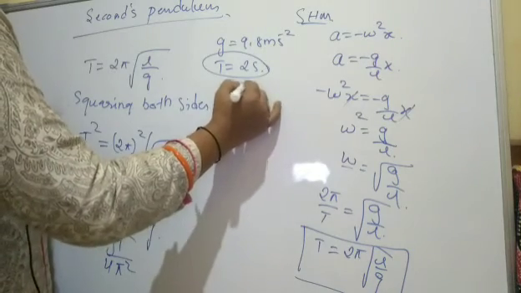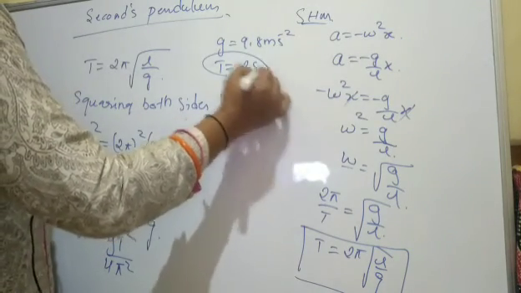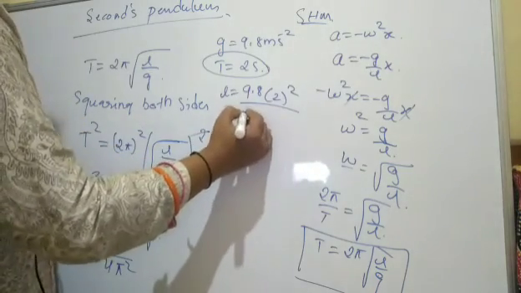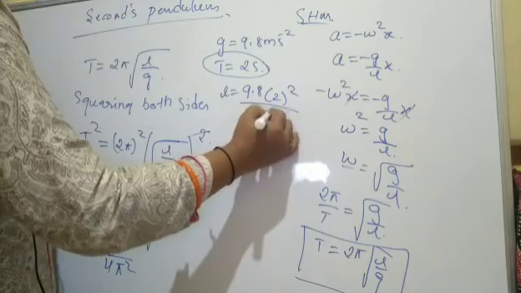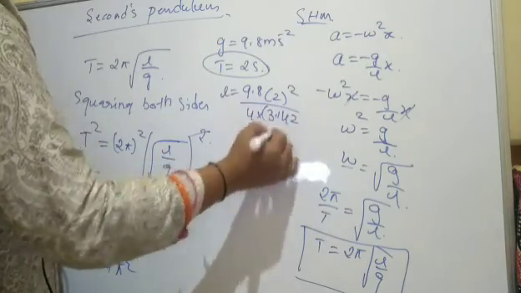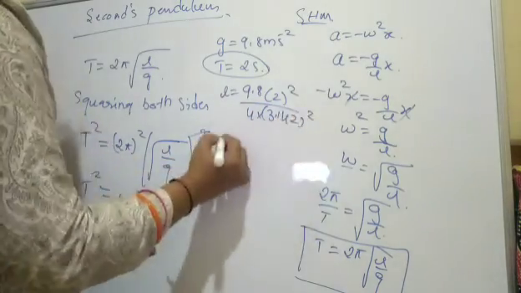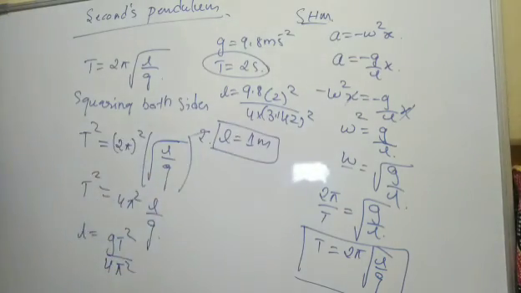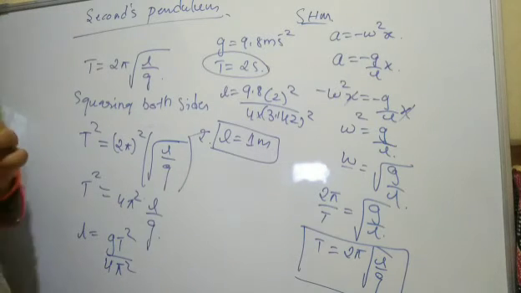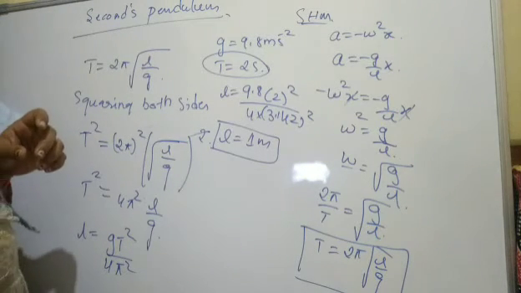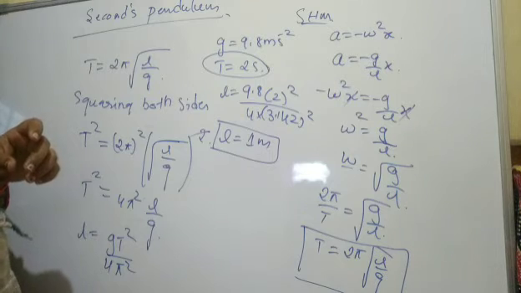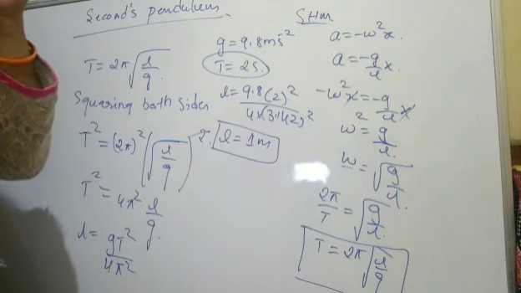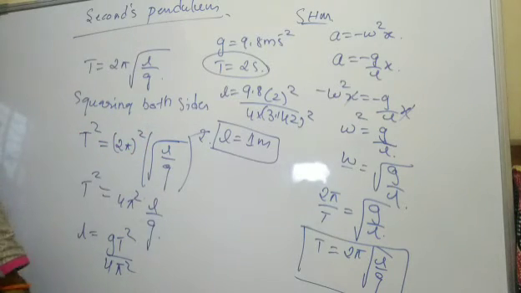So put the values here: g is 9.8, T is 2 seconds, so 2 squared, divided by 4 into 3.142 squared. So almost we are getting L equal to 1 meter. So a length of 1 meter of wire or string thread which experiences simple harmonic motion will take 2 seconds to complete one oscillation. That is the meaning of a seconds pendulum here.